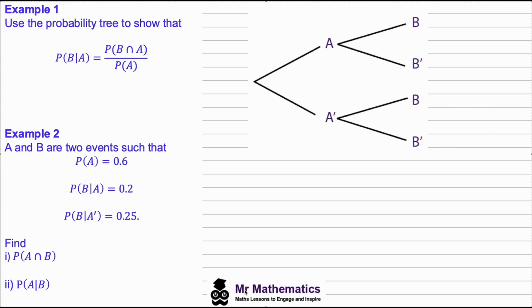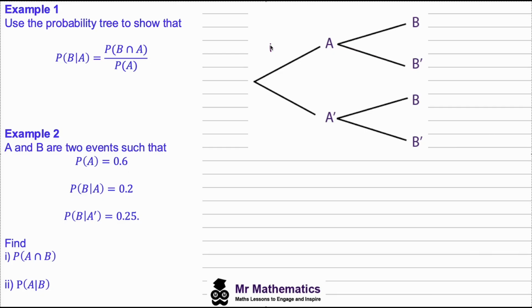So in example 1, we've been asked to use the probability tree to show that the probability of B, and this symbol here means given, so the probability of B given A is equal to the probability of B intersecting with A over the probability of A. And throughout this video, we'll be using this formula quite a lot. So I'll show you where it comes from.